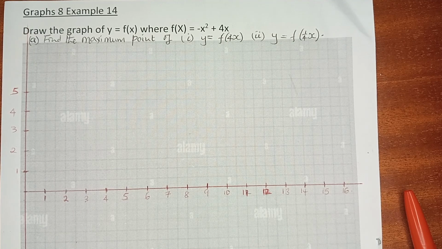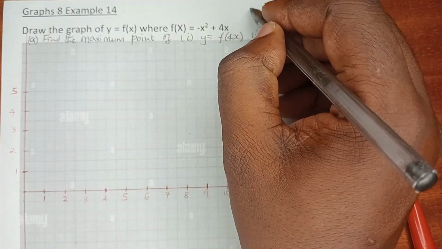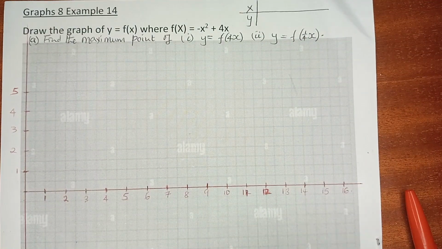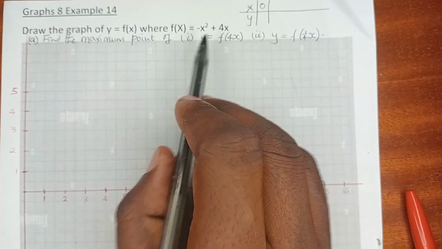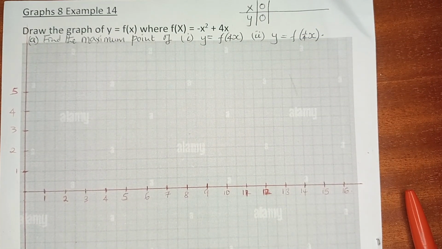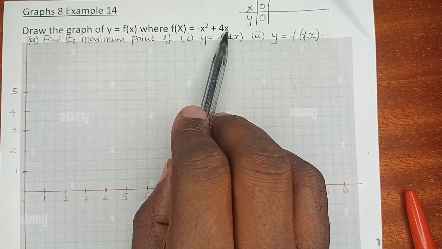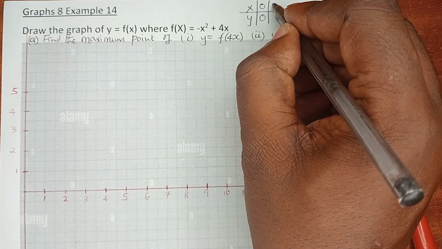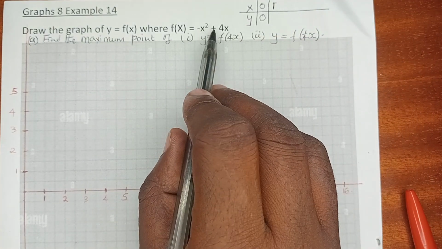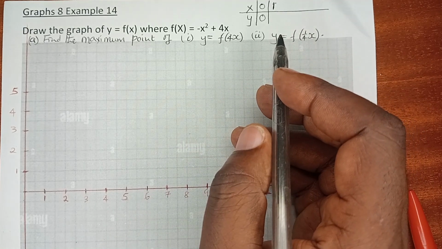What we can do is have a table of values. We may have x and y. When x is 0, y is also 0, because all the x values are 0, so 0 plus 0 is 0. When x is 1, we have negative 1 plus 4.